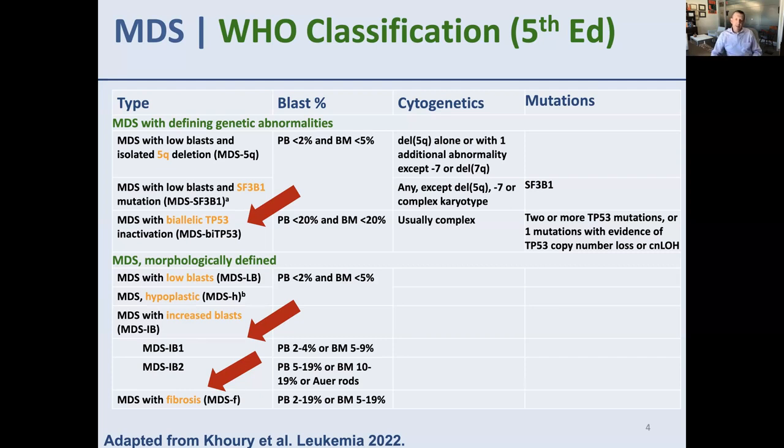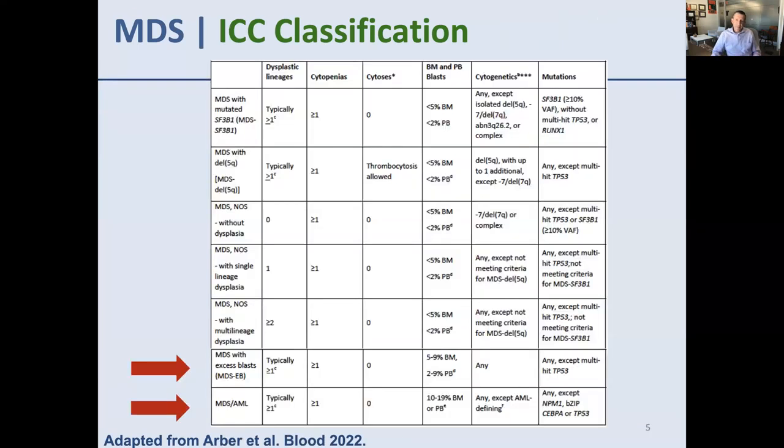Other lower risk subtypes of MDS are of course those who have low blasts with their MDS, or those who have what's called a hypoplastic MDS. That's a rare subtype of MDS where, for whatever reason, instead of filling up with cells, the bone marrow looks like a barren desert. It actually doesn't have a lot of cells in it.